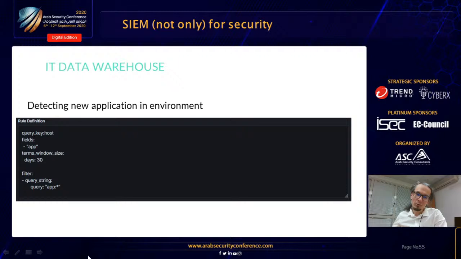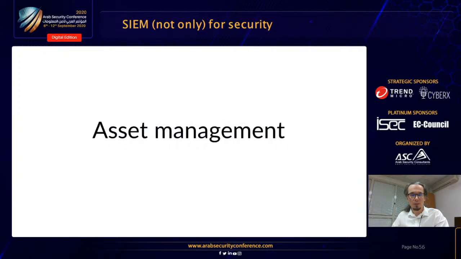So we can look for applications in the time frame of 30 days, and we are grouping that by host. So we are looking for new applications based on host, and if this application did not appear within the 30 days, then an alert will be triggered.